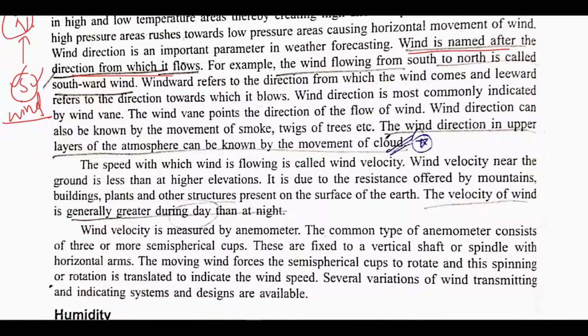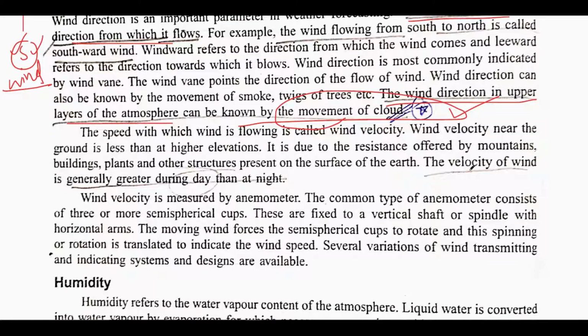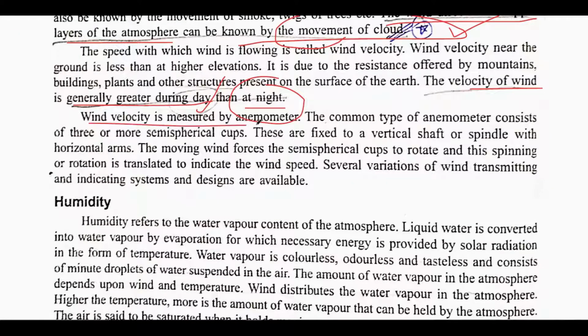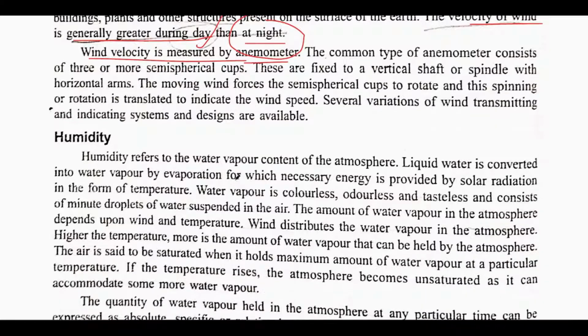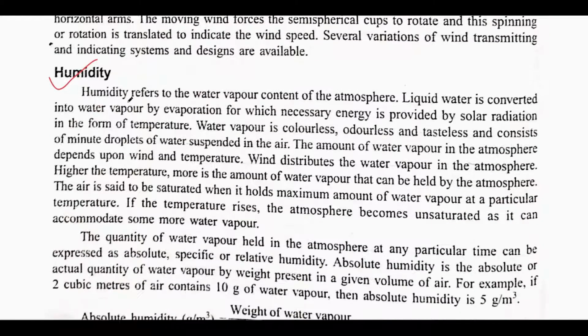Alright, now the important part is that the wind direction in the upper layer of the atmosphere can be known by the movement of clouds. So as the direction of clouds, so is the direction of winds in the upper layer. Also, the velocity of wind is generally greater during the daytime as compared to the night hours. Wind velocity is measured by the anemometer. This is very common. Now humidity is basically the water vapor that is present in the atmosphere.